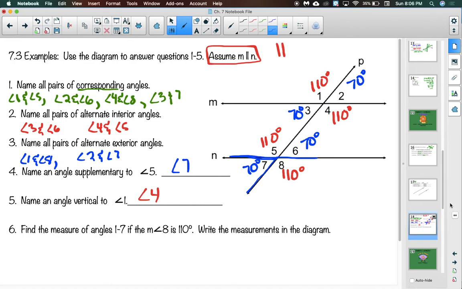Play around with this. Definitely make your flashcards, guys. This is a lot of vocab. It's pretty intense vocab now, and it's going to be a huge, huge, huge vocab section on your test. So make sure you know them. Go ahead and do your practice problems and ask any questions in class tomorrow.